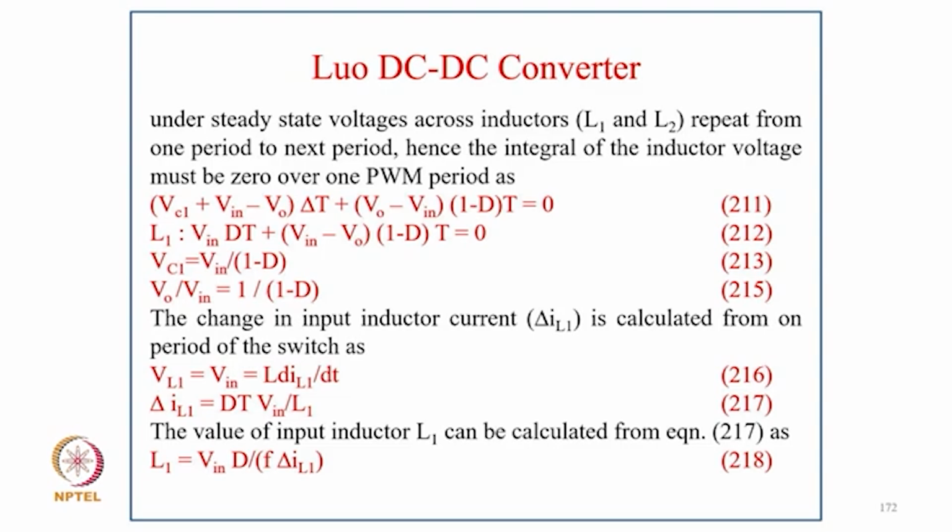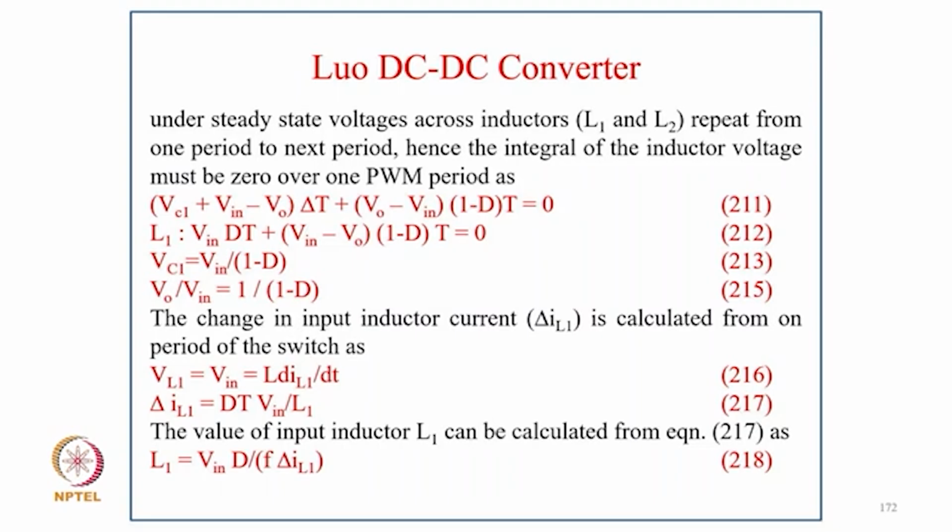So taking the basic circuit of the Luo converter, under steady state the voltage across the inductors L1 and L2 repeats from one period to the next, and hence the integral of the inductor voltage must be 0 over one period. So that is VC1 into DT plus (VC1 minus V0) into (1 minus D) T equal to 0, that is (V0 minus V in) into (1 minus D) T equal to 0. And the voltage across L1 is V in into DT plus (V in minus VC1) into (1 minus D) T equal to 0. From which we get VC1 equal to V in upon 1 minus D, and from these two relations we get V0 upon V in equal to D upon 1 minus D.